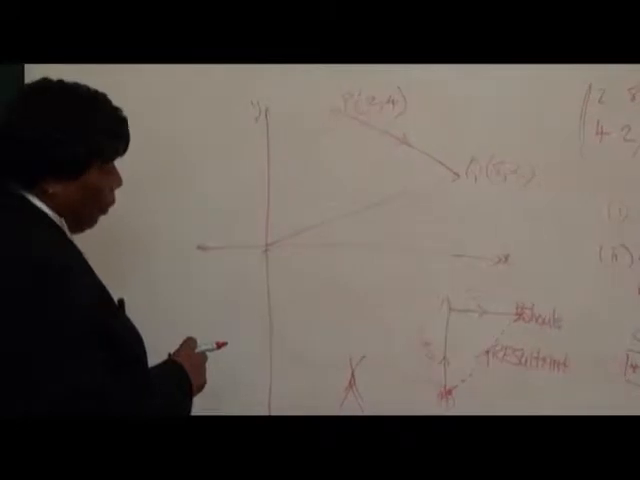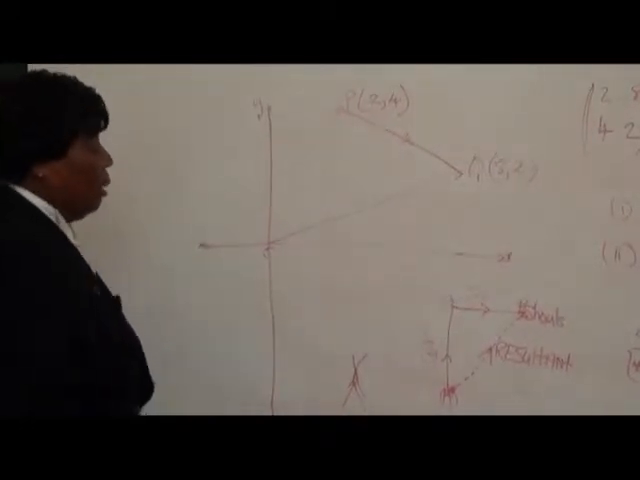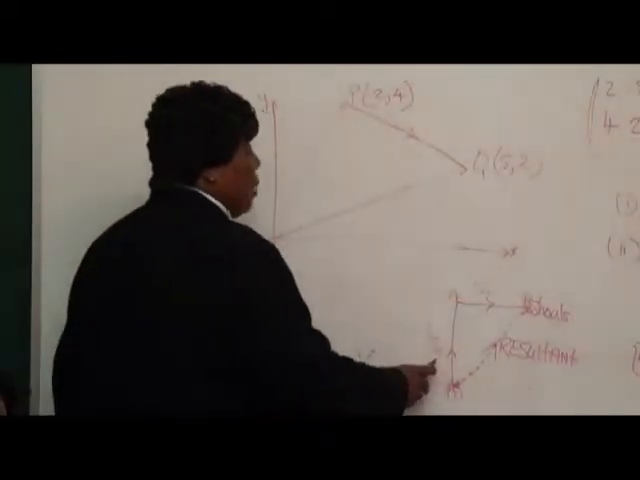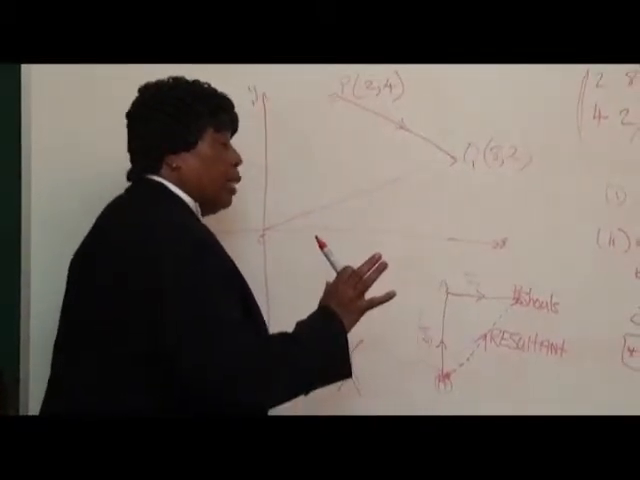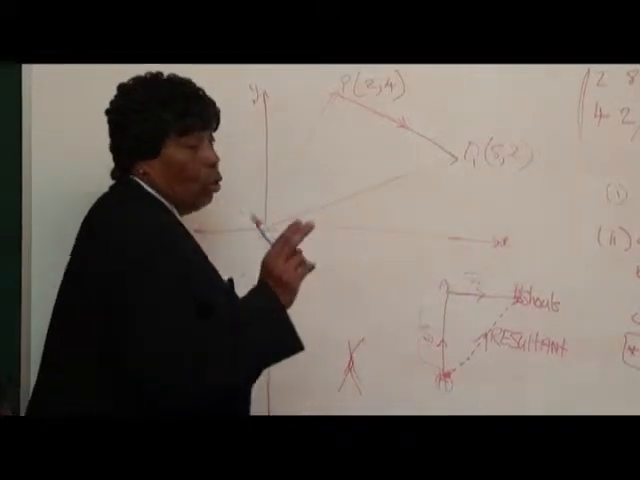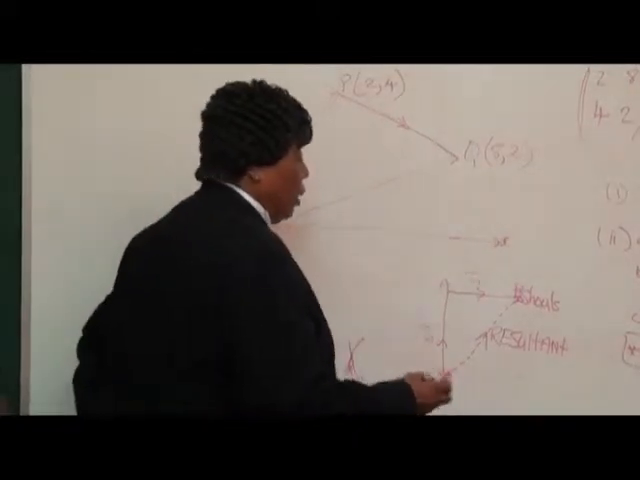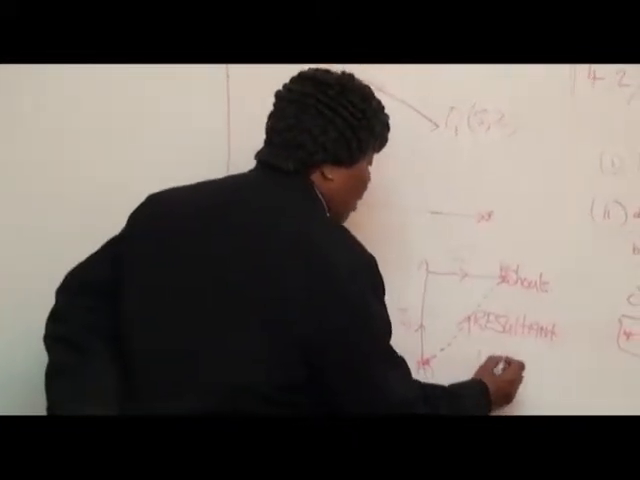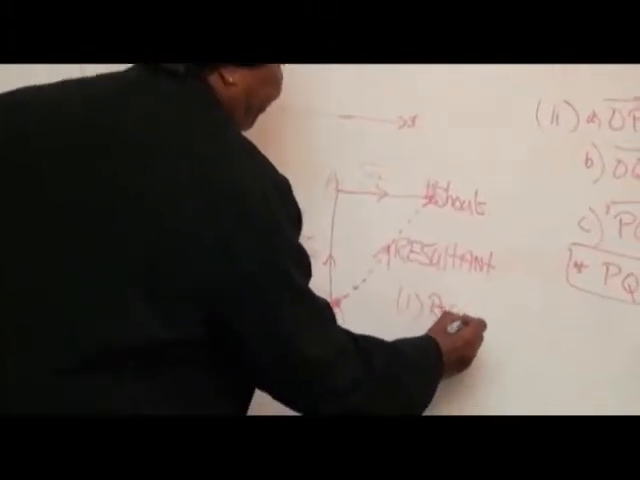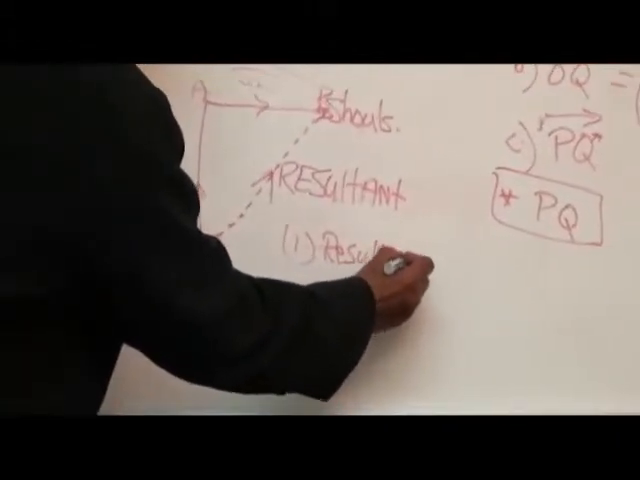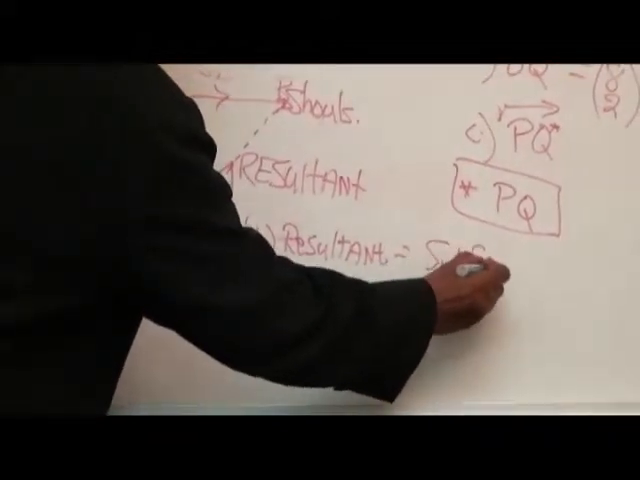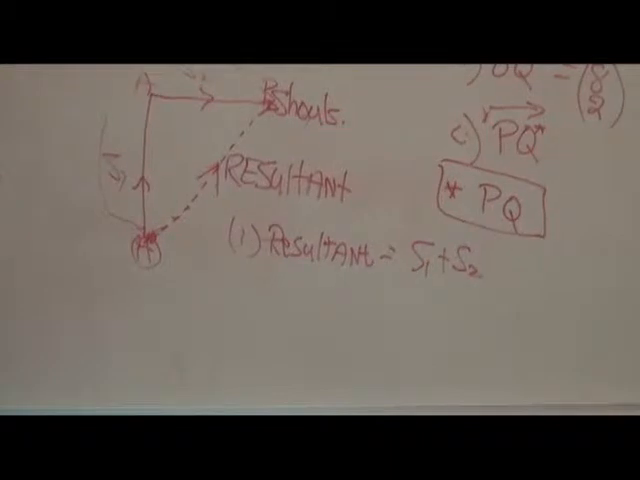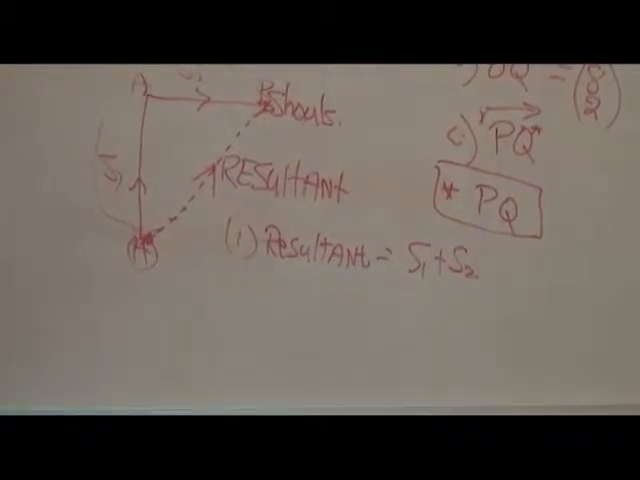Now here, so we have the resultant. So once we know side 1, side 2, and we have the resultant, we have 3 components in the triangle. And it's only 2 formulas you have to know. And here are what the formulas are. One, that the resultant is equal to side 1 plus side 2. Okay? Resultant is equal to side 1 plus side 2.